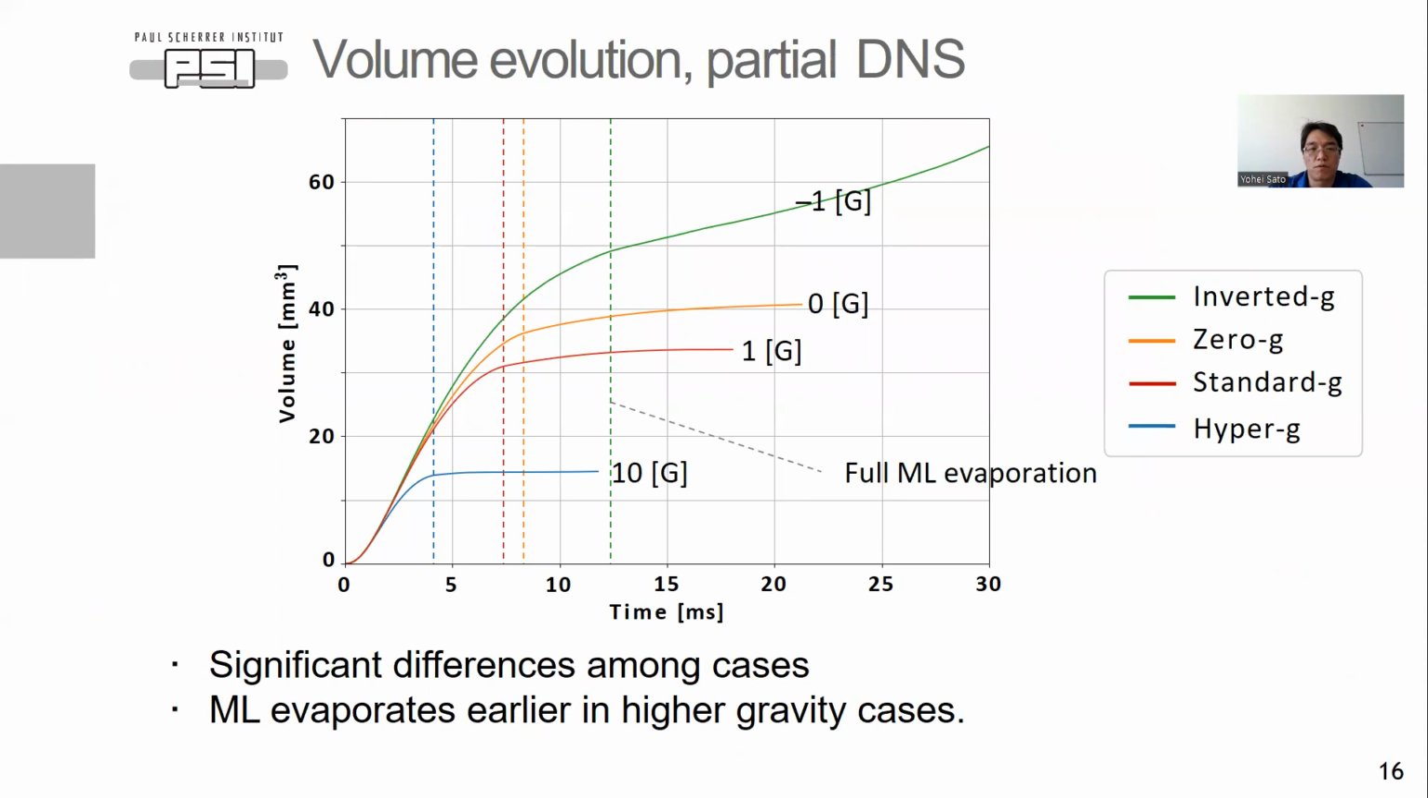Here I show the volume evolution for different gravity cases. So we can see a big difference due to the gravity force after the micro layer evaporates. This dashed line represents when the micro layer fully evaporated. And you can see there is a big difference here.